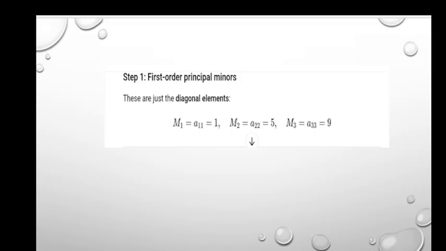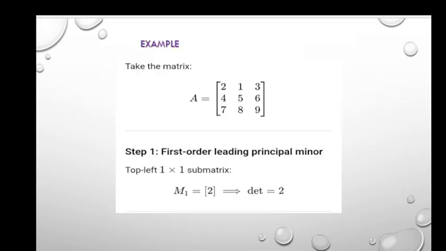That we wrote here: first order principal minors are m1 equal to a11, that is 1, m2 equal to a22 equal to 5, and m3 equal to a33 equal to 9. Okay. Just look at this matrix. We are just taking this matrix only. We will discuss leading principal minor after this definition and example.